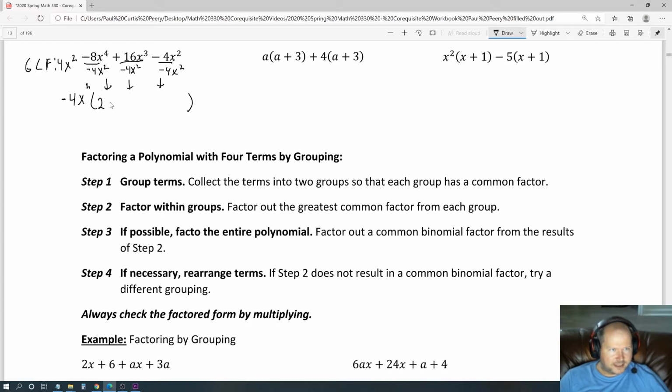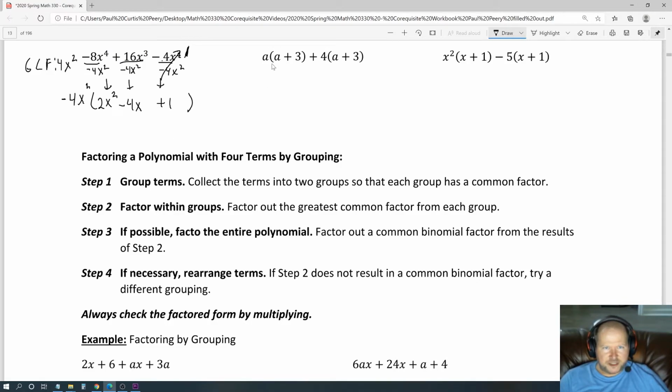x to the 4th divided by x to the 2nd is x to the 2nd, because 4 minus 2 is 2. A positive 16 divided by a negative 4 is a negative 4. x to the 3rd divided by x to the 2nd is just an x. Negative 4 divided by negative 4, anything divided by itself is just a 1, so this just turns into a positive 1. We move on to the next one.